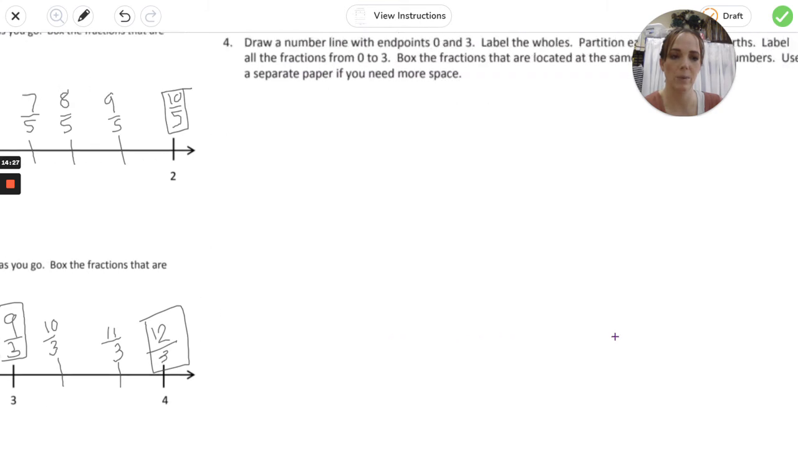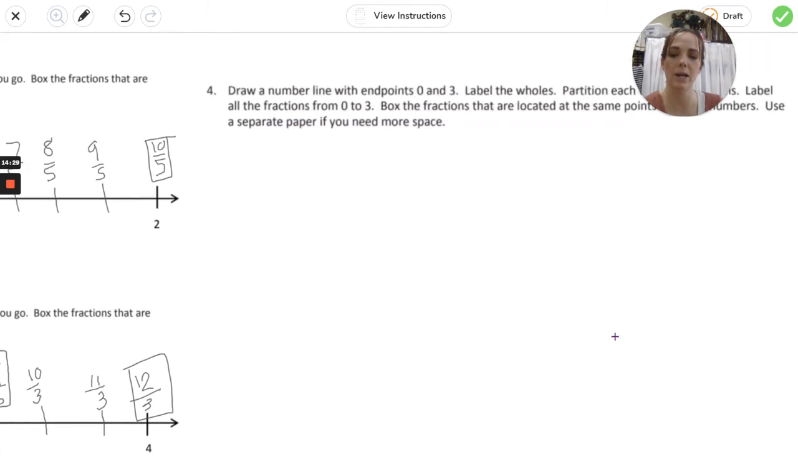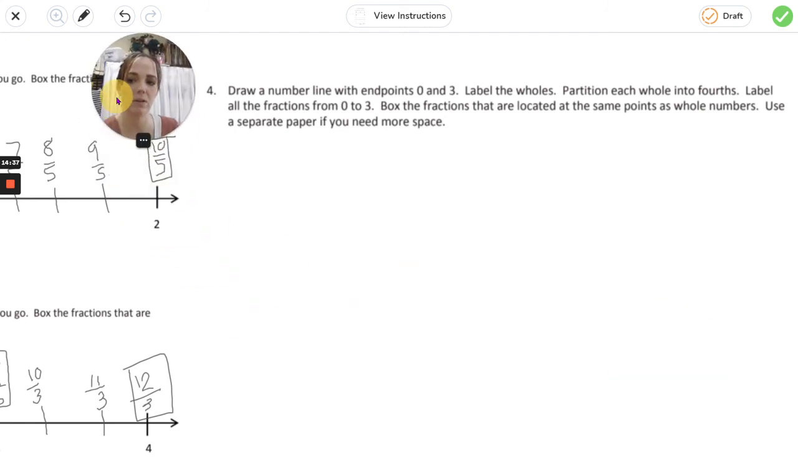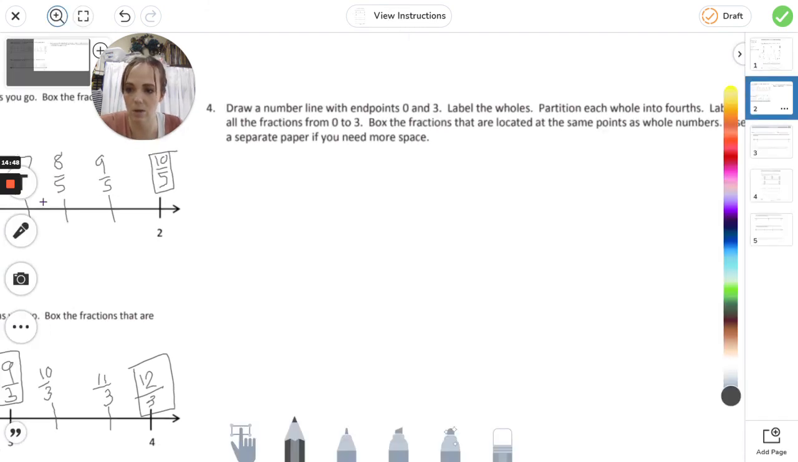Let's look at these problems on this side. Number 4, draw a number line with endpoints 0 and 3. Okay, label the wholes. Partition each whole into fourths. Label all the fractions from 0 to 3 and box the fractions that are the same points as whole numbers. Okay, so let's get our number line out. There's a lot of steps to this one, and that's okay.